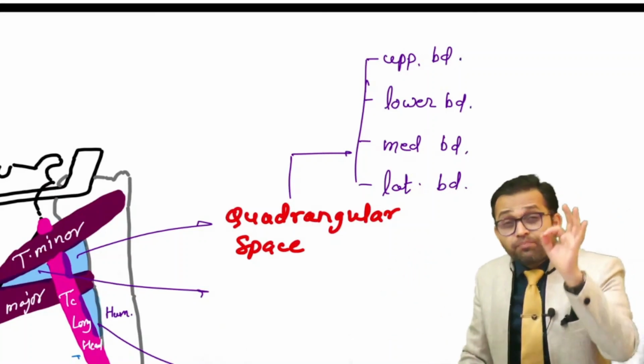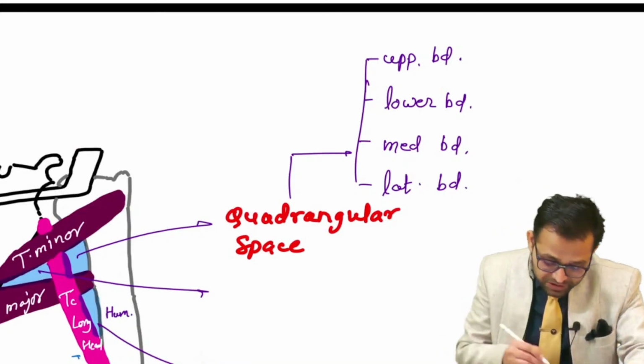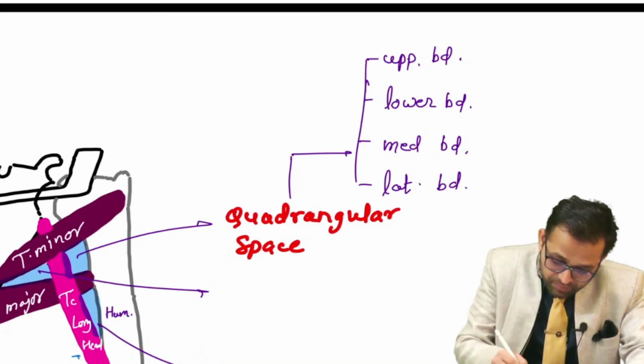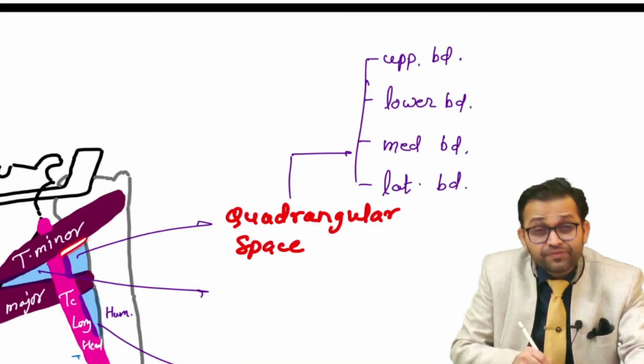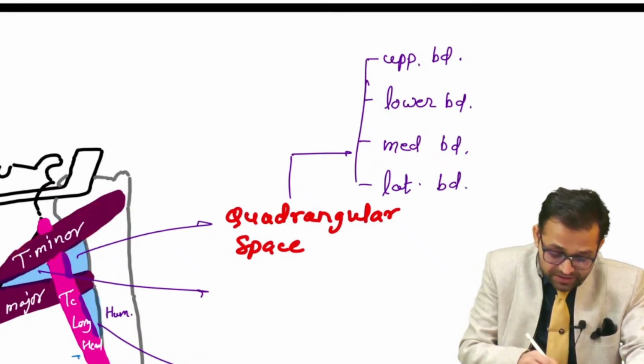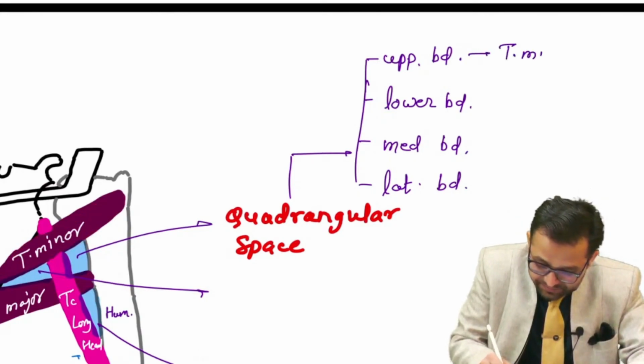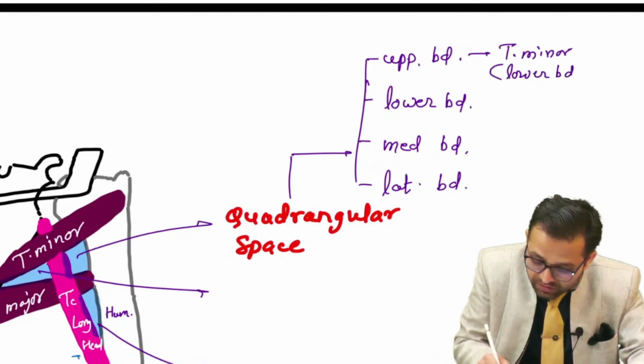ओके ओके सर, अपर बॉर्डर, लोअर बॉर्डर, मीडियल बॉर्डर एंड लैटरल बॉर्डर. Okay, so just tell me, the upper border is formed by teres minor. Which part? Upper border or lower border? Answer is the lower border of the teres minor. So you will say, sir, it is formed by the teres minor. Better to say lower border.